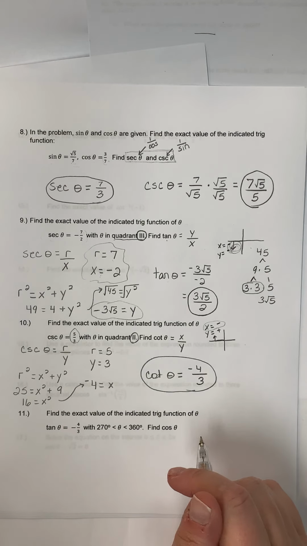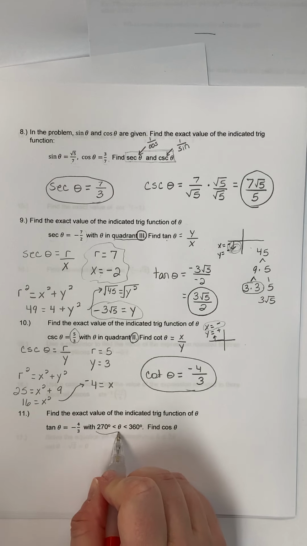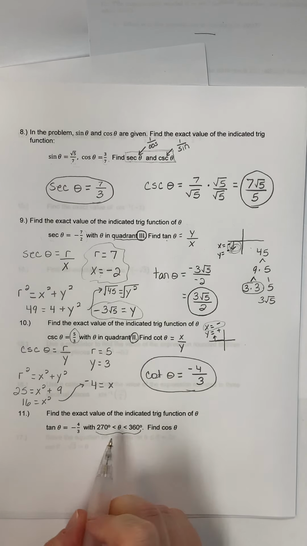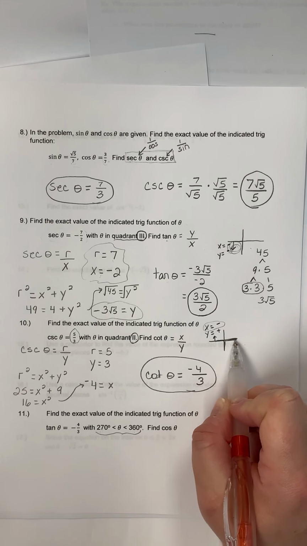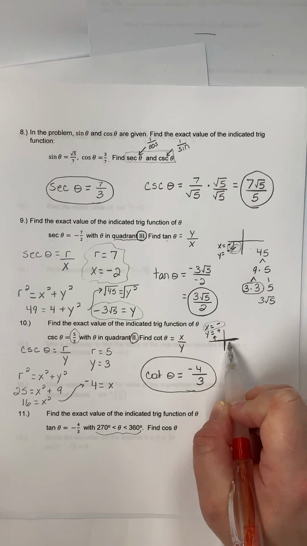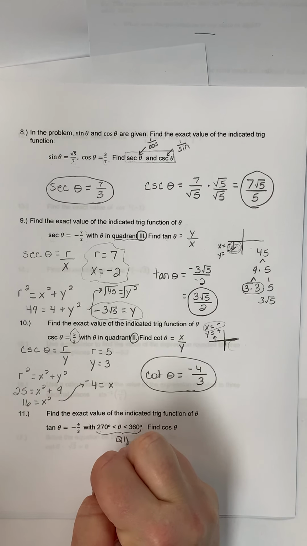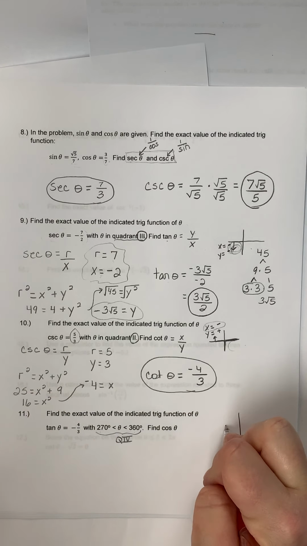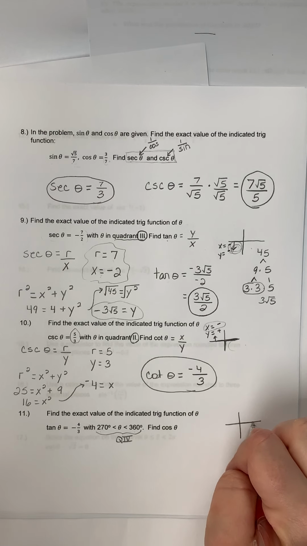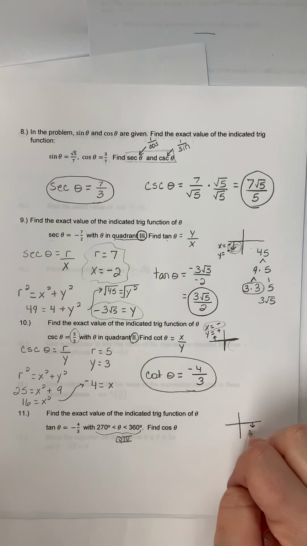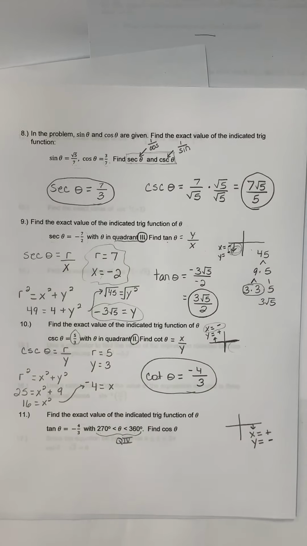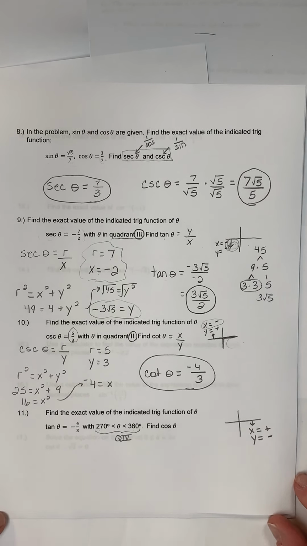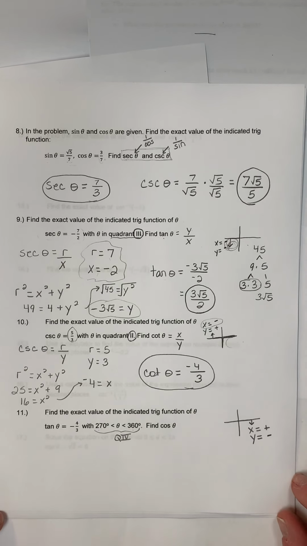This one has a little twist here because look, I didn't tell you what quadrant this was. Anybody know what quadrant 270 to 360 is going to be? Here's 270, here's 360. That's a quad 4 situation. Okay. And in quad 4, we have a positive x and a negative y. So x is positive, y is negative. And of course, r is always positive, so we don't ever have to worry about that.